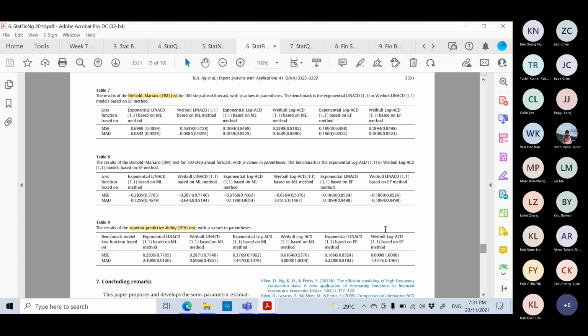And then besides that, we carry out the hypothesis test to further support our answer. So we carry out what is called the DM test, the Mariano test, and then we also carry out the SPA test to justify the performance of our models. Okay, so this type of work you can observe.